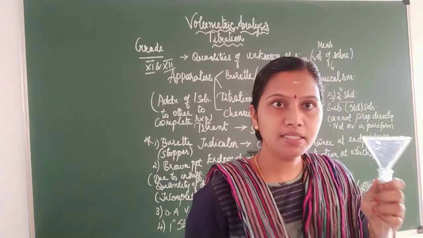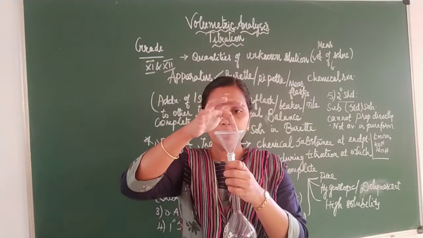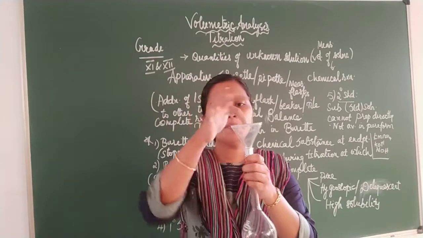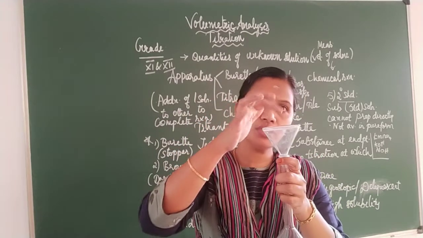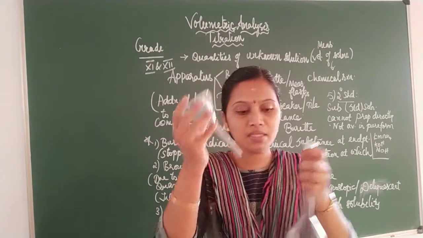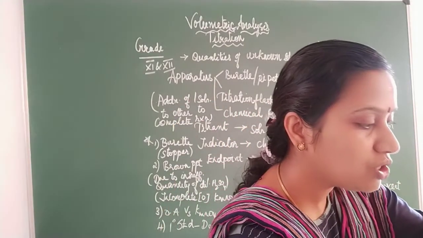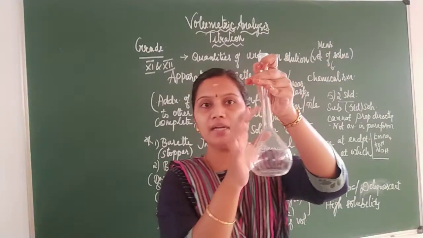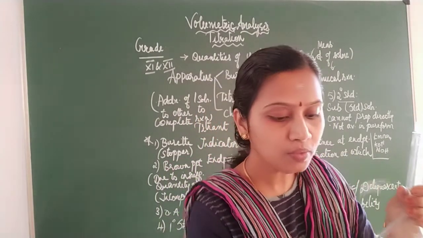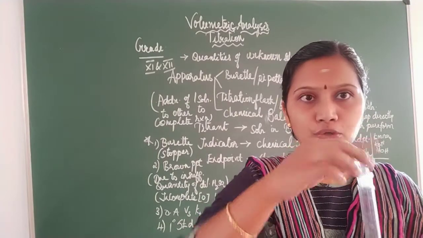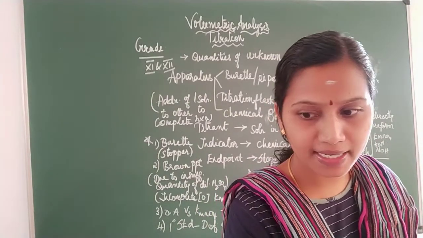Okay, step 1 is done. What is step 2? When I wash it, there will be some particles which will be sticking on the inside walls of the funnel. So in that case, I need to wash the funnel also 2 to 3 times, after which I can make up the volume to the required mark which is given in the standard flask. Okay, so this is how the standard solutions should be prepared using a standard flask.